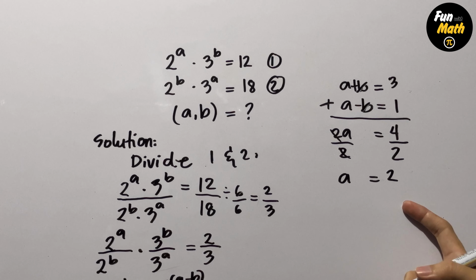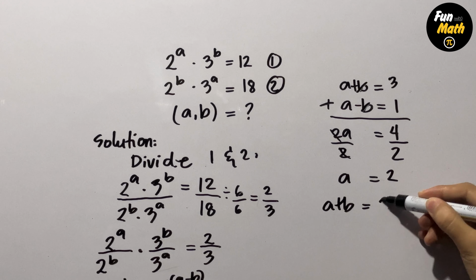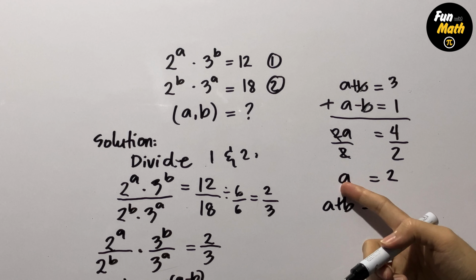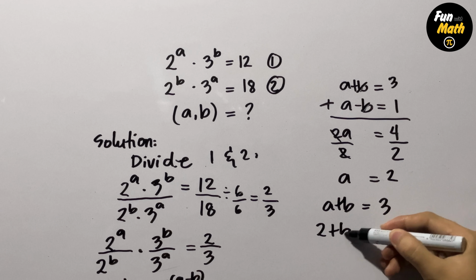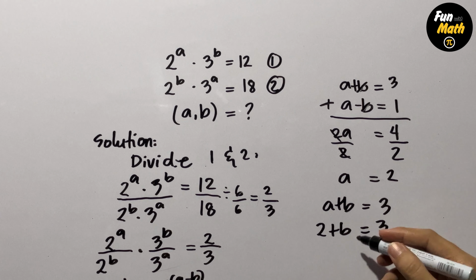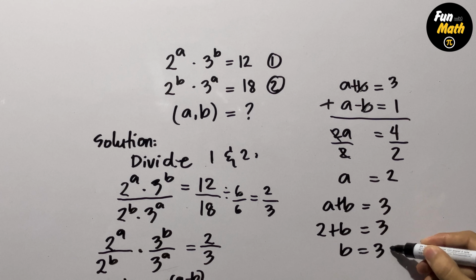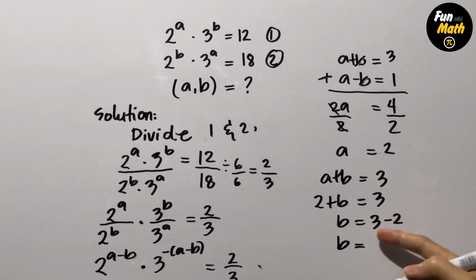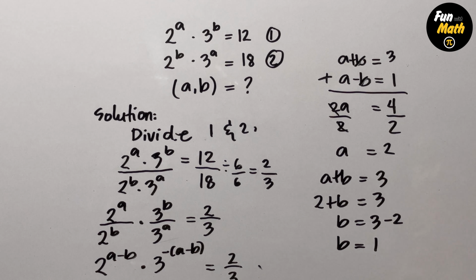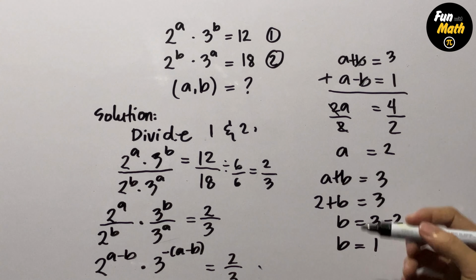Now for the value of b, we can use this. a plus b equals 3. Now for the value of a, which is 2, put it here. 2 plus b equals 3. Now take 2 to the other side. So this is b is equal to 3 minus 2, that is 1. So now we have the value for a and b. a is equal to 2 and b is equal to 1.